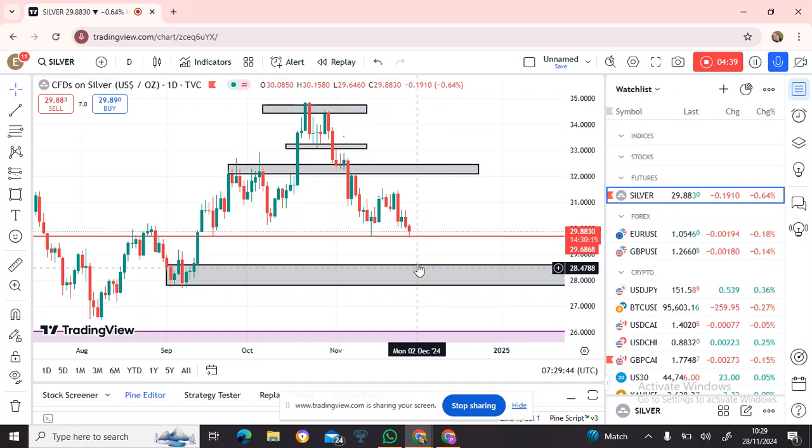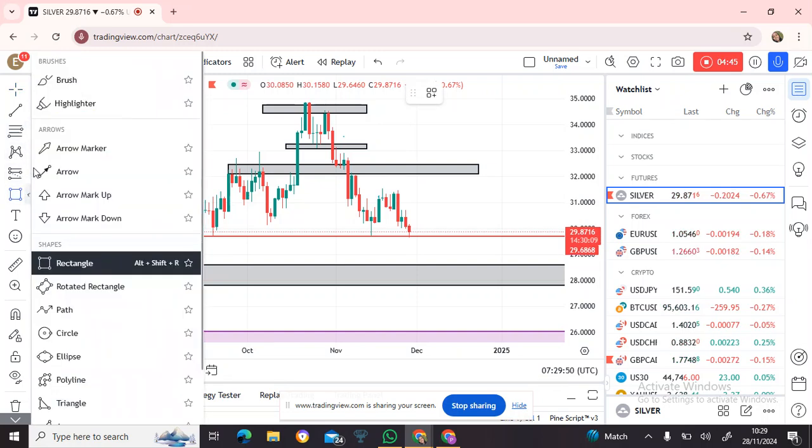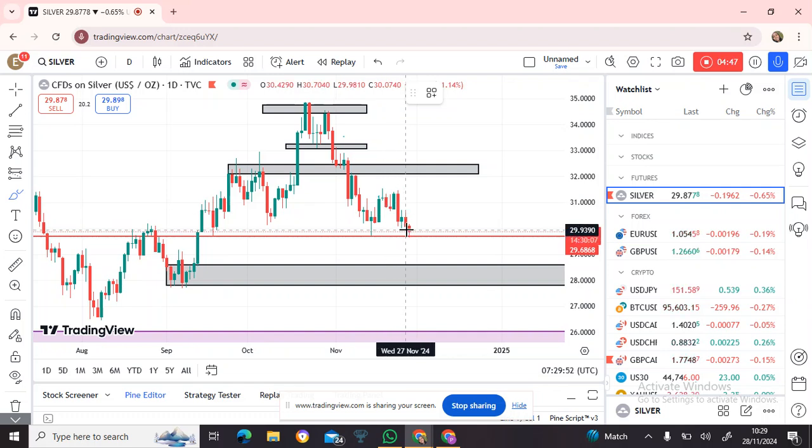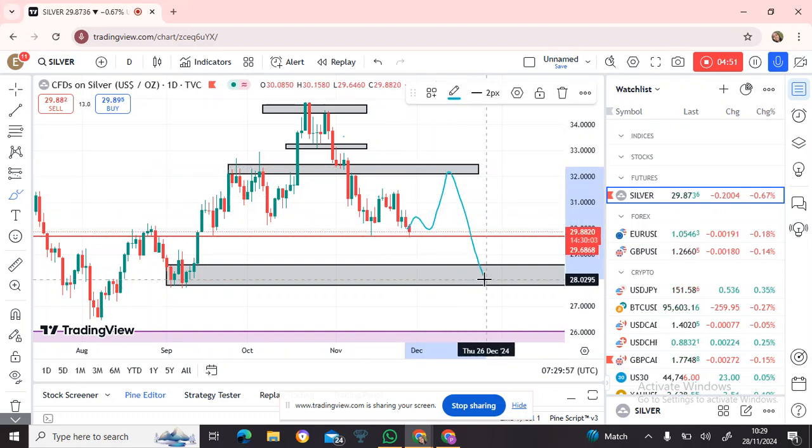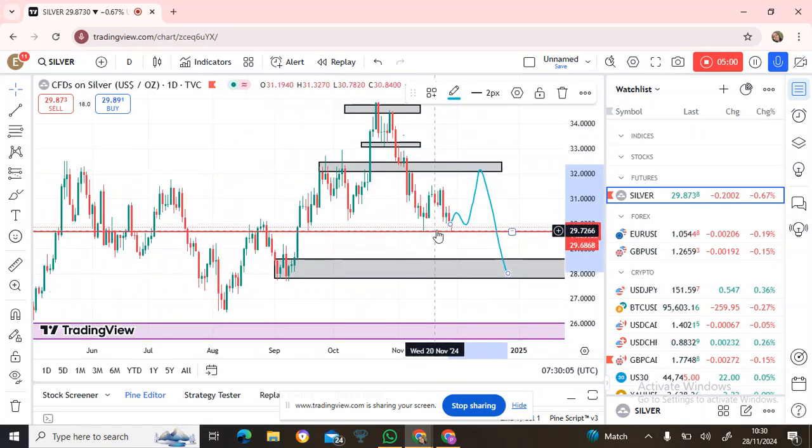But if this demand zone manages to hold, then what we'll see on silver against the dollar is it comes like this, then you pull back, then you come back here. This is what you expect to see on silver. So for now, let's avoid trading on silver. Let's wait for the reaction that is going to happen around this place here.